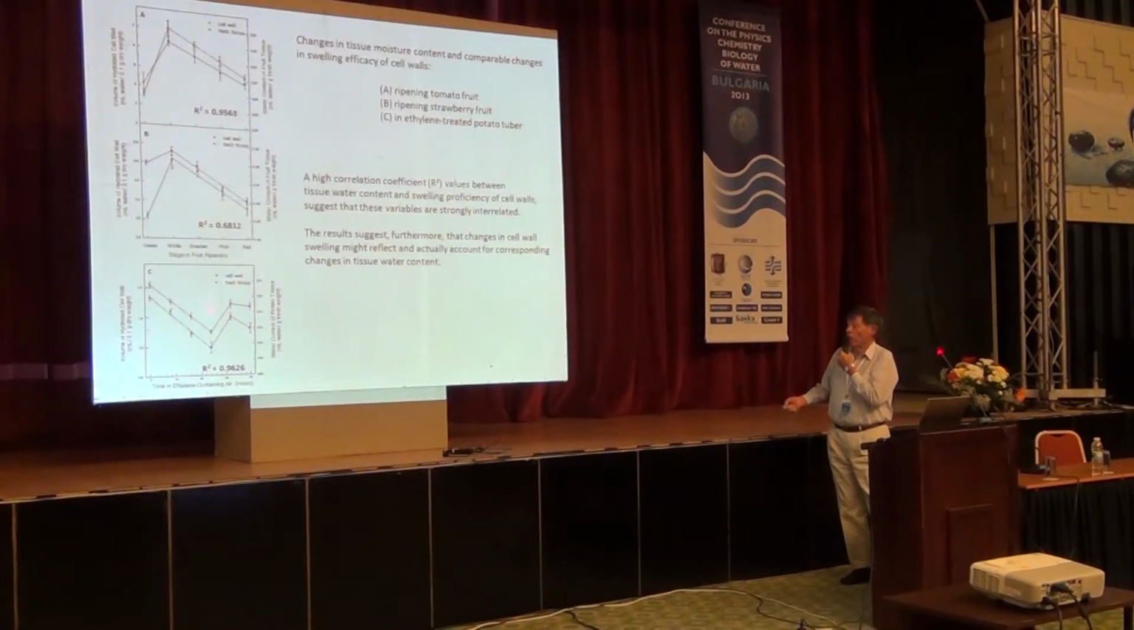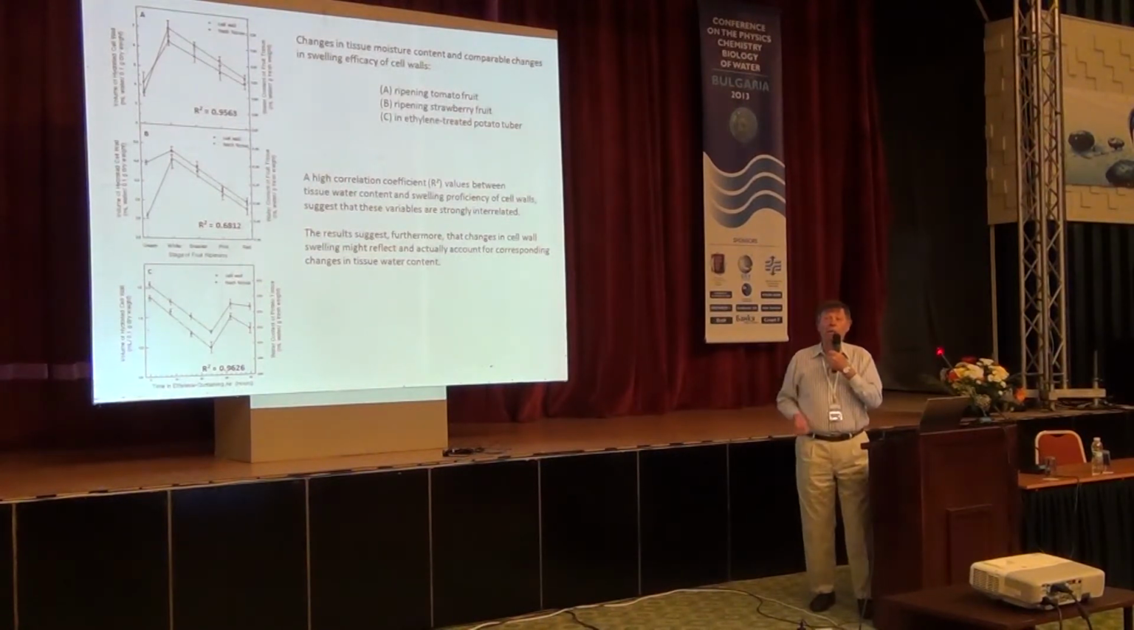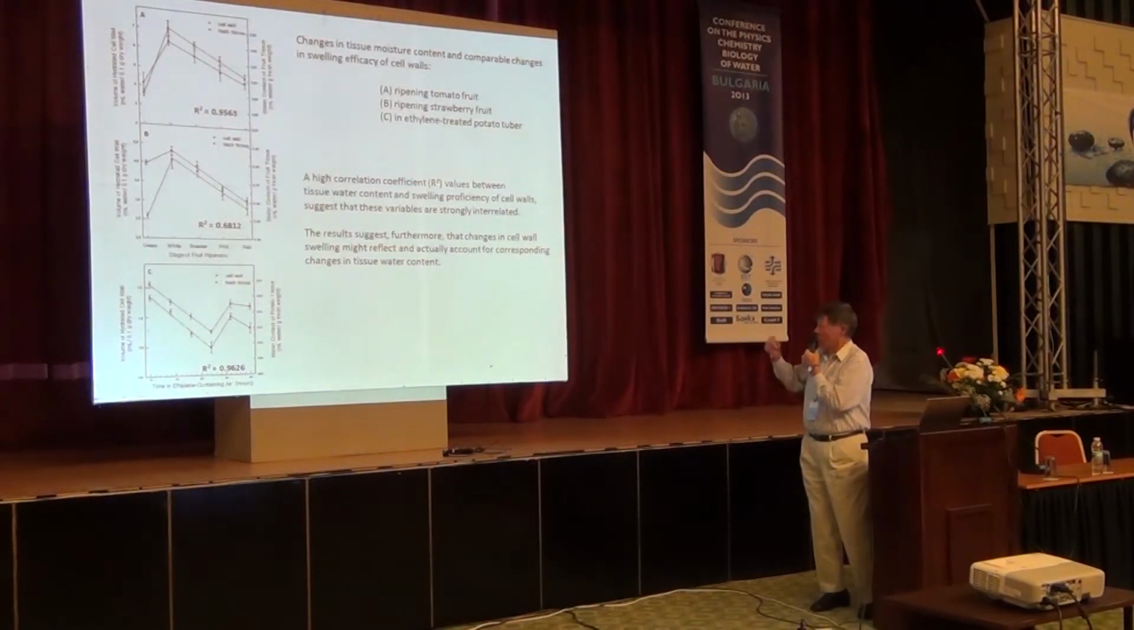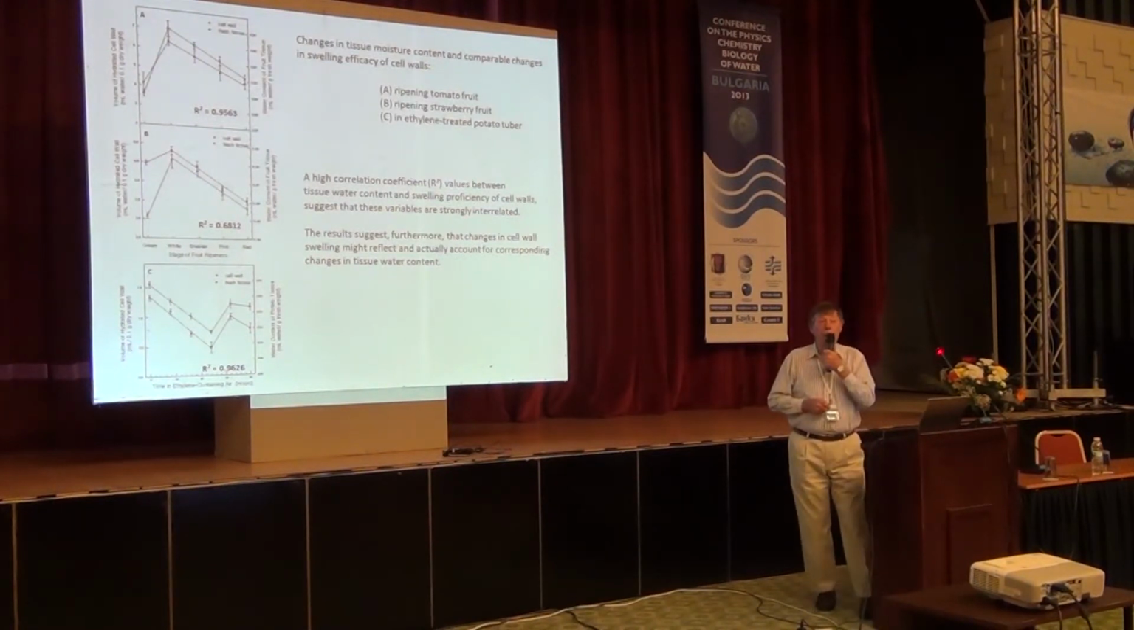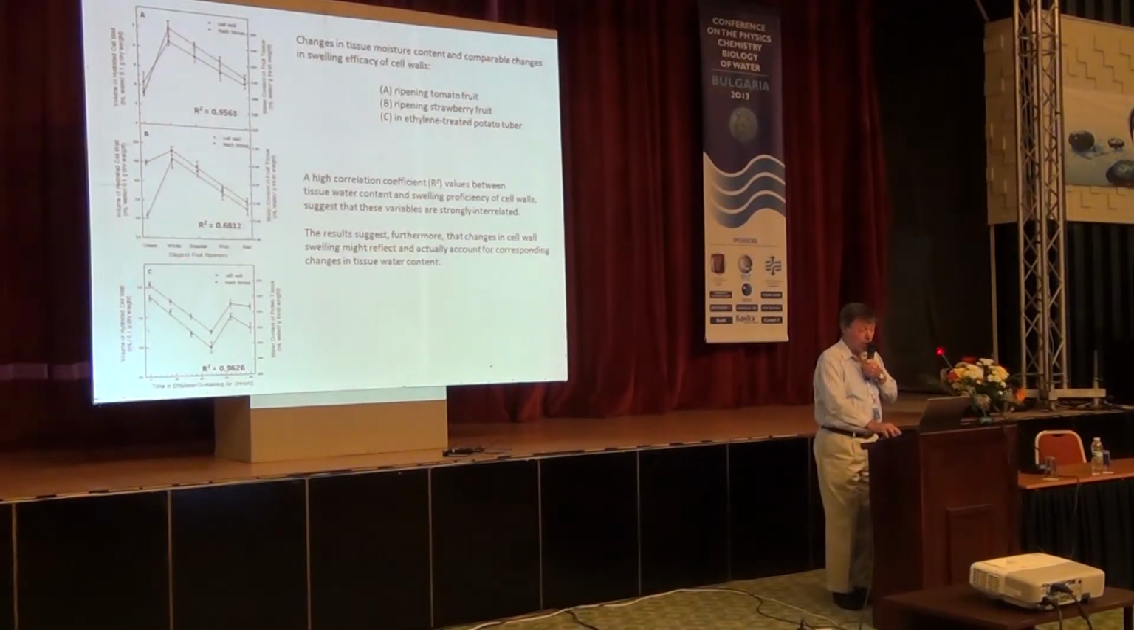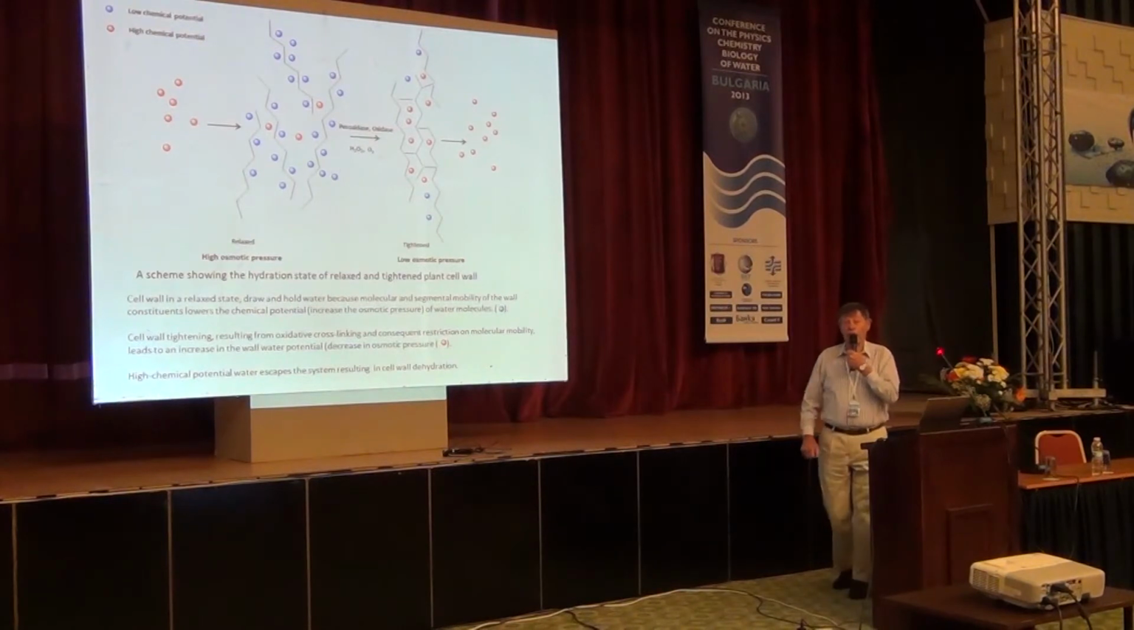Here's an example from the potato. This will be the change in tissue water content as induced by ethylene, and this will be the change in the efficacy of cell walls to swell. Do note the high correlation value as shown here and here. Here it is somewhat lower, I think, because of this difference, but the pattern holds. So these high correlation values suggest that these two parameters are highly interrelated, and suggest also that perhaps changes in cell wall metabolism drive the changes in water content. So I suggest one possibility.